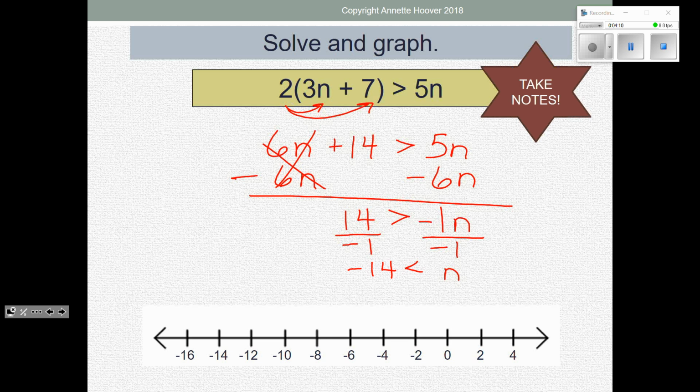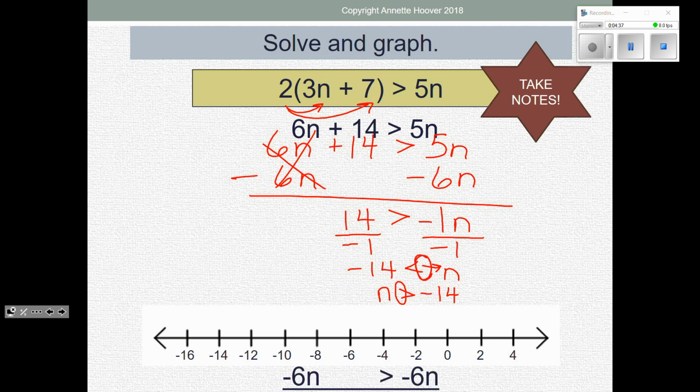Now, when we read it this way, it reads a lot better when the variable is on the left side. So if you are more comfortable with the variable being on the left side, notice that the greater than part of the symbol is towards the n. So we have to flip the sign in order that the greater part of the inequality sign is toward the n. So both of these read n is greater than negative 14.